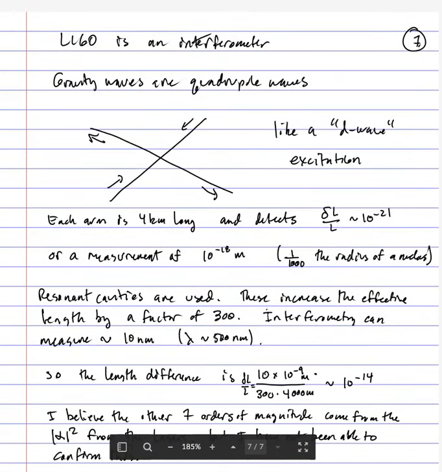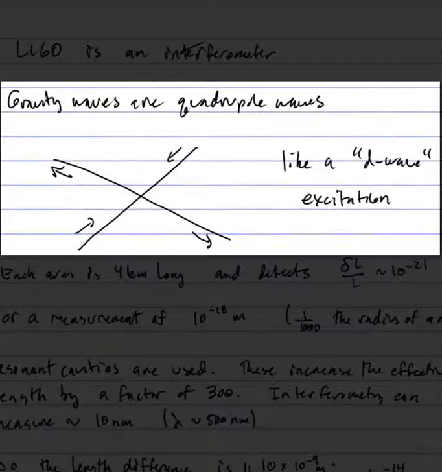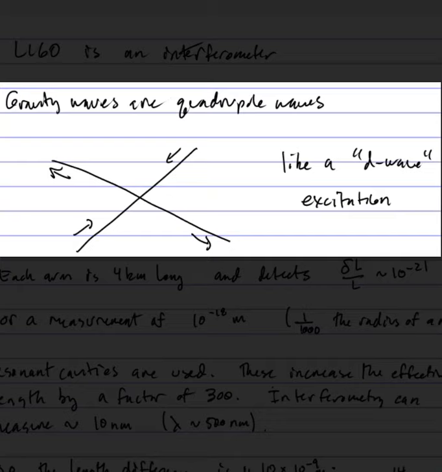We're now at the stage where I can talk about how LIGO works. LIGO is an interferometer. Gravity waves are quadrupole waves, which means I can't measure it with a single arm interferometer. These interferometers look like Michelson-Morley interferometers, not the Mach-Zehnder interferometers, but the basic principles are very similar. What I have to look at is a compression along one of the arms and an expansion along the other arm occurring at the same time. That's kind of like what we would call a D-wave excitation or a quadrupole excitation.